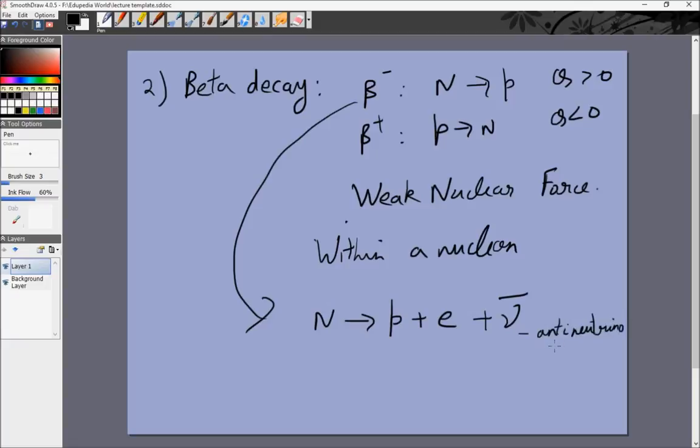We'll see that every particle has its antiparticle. Electrons have their antiparticles called positrons, and antineutrinos have an antiparticle, neutrinos, and both of those actually occur in beta plus decay. So I'll just write that down now, we'll study it in a moment. Beta plus decay is proton goes to neutron plus a positron plus a neutrino, and this is a positron. We'll discuss these both in a moment. Let's just look at the beta minus decay for now.